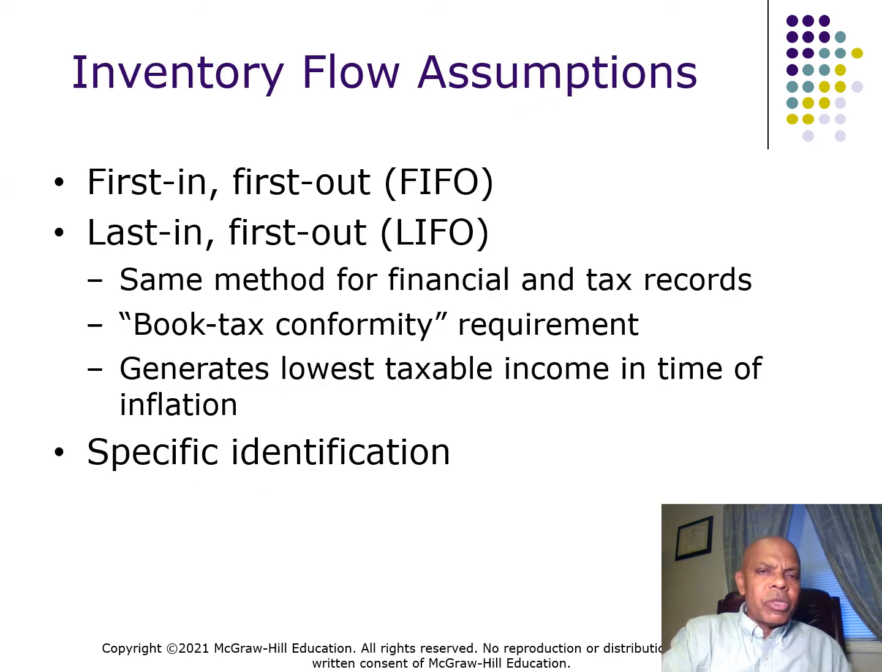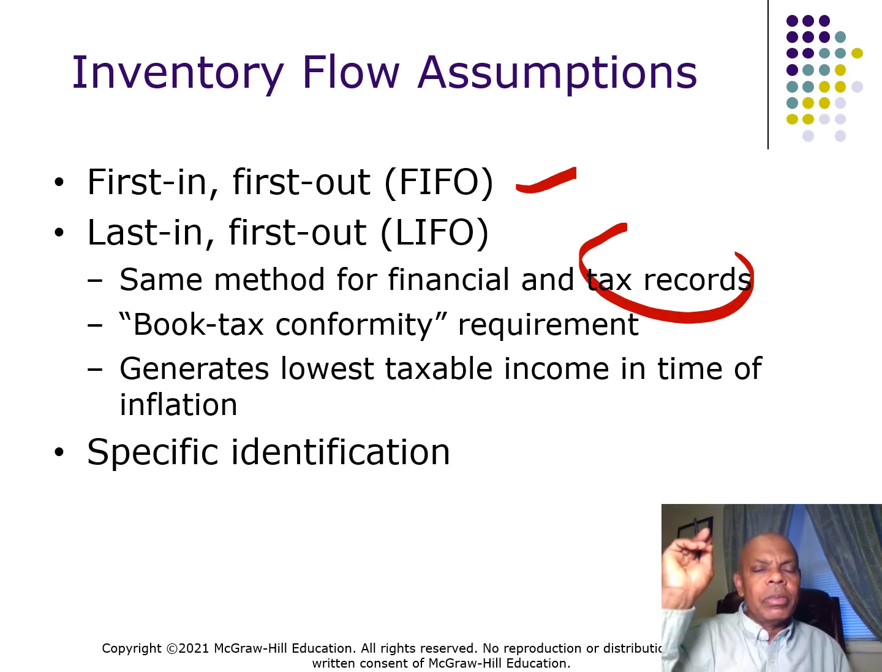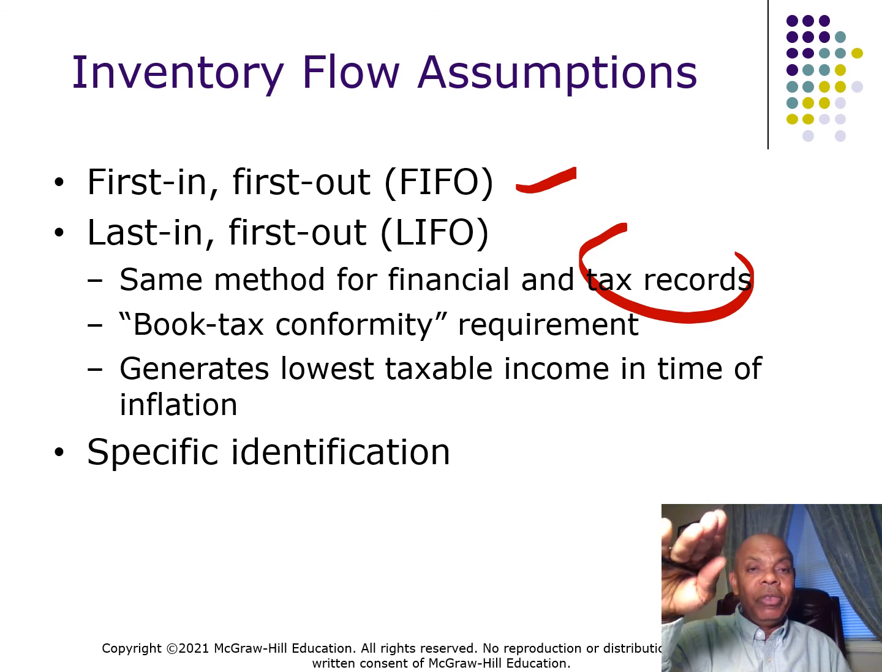Inventory flow assumptions. You've got the first in first out method. Everybody knows that. Again, it's the costing. We learned first in first out, or last in first out. It must be the same method for financial and tax records. If you're using first in first out for book purposes, you have to use the same method for tax. You cannot use them interchangeably. If you use the FIFO method, you cannot use LIFO for tax. Book-tax conformity has to be the same.